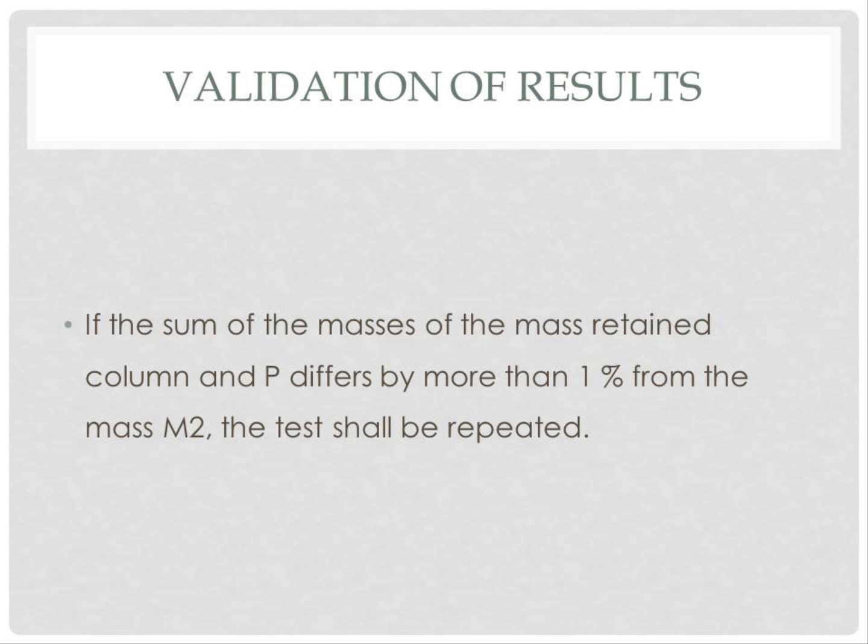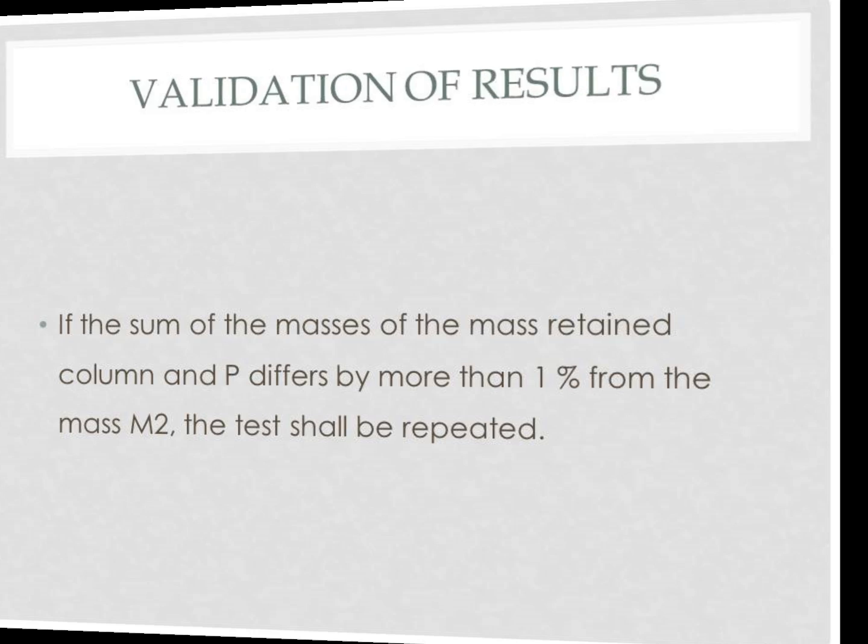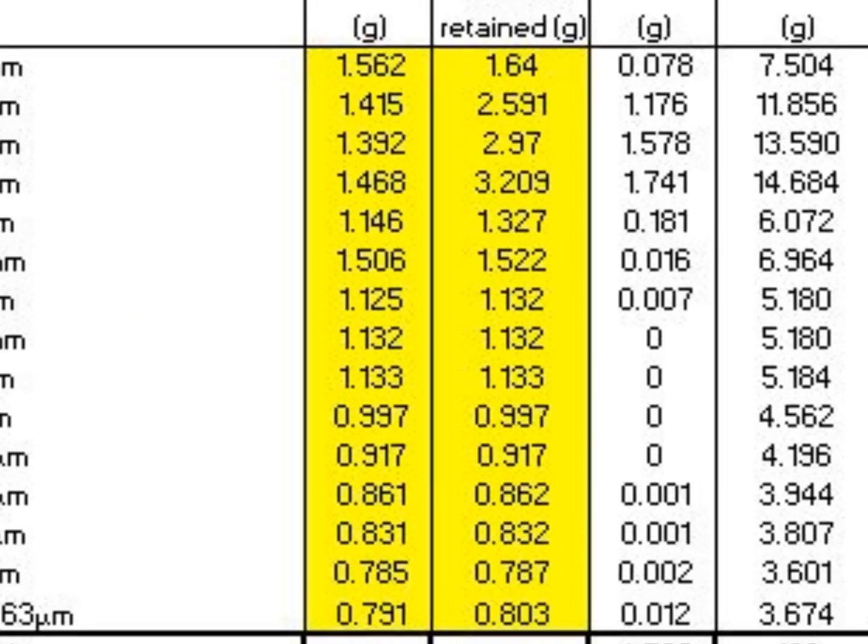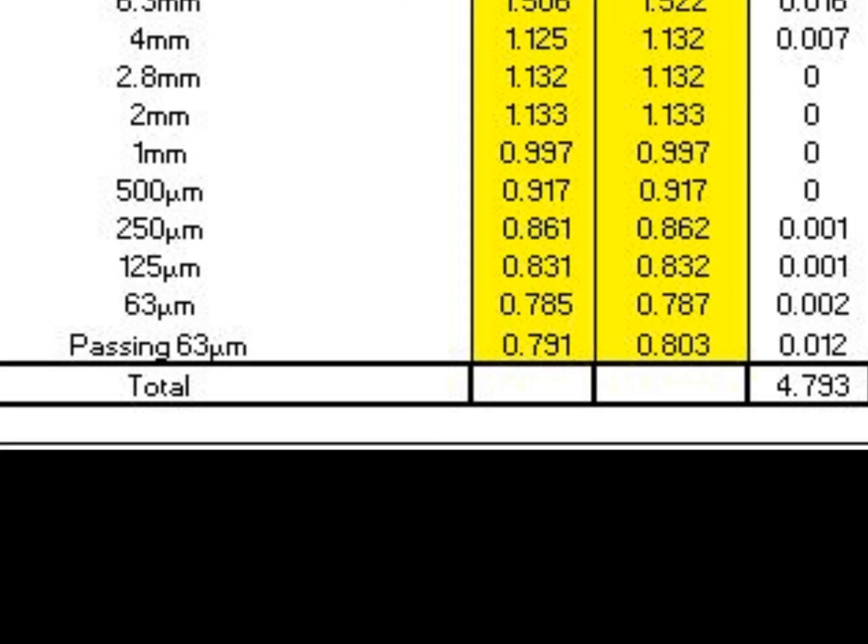If the sum of the masses in the mass retained column and P differs by more than 1% from the mass M2, the test shall be repeated. From the table it is clear, without the need for calculations, that there is no difference, therefore there is no need to repeat the test.